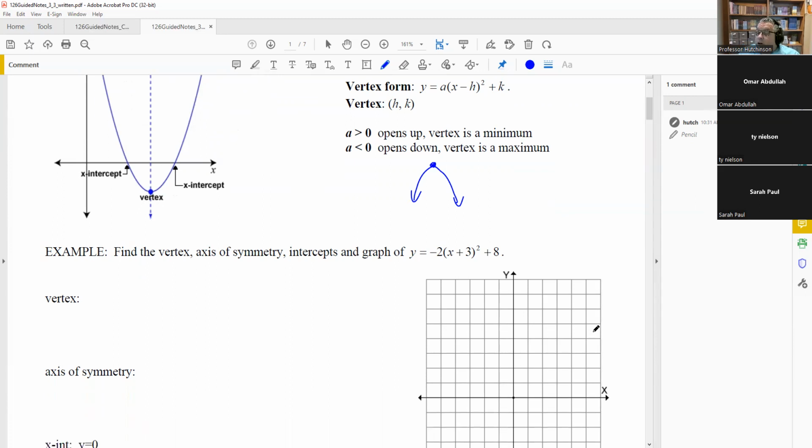Now, this equation right here is written in vertex form. We can compare it to the vertex form that's given up here.